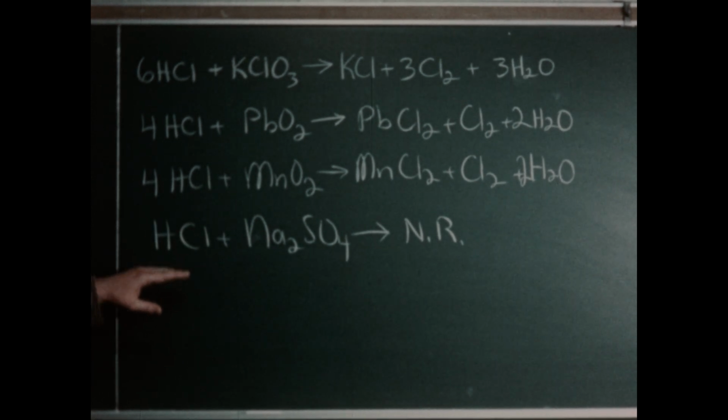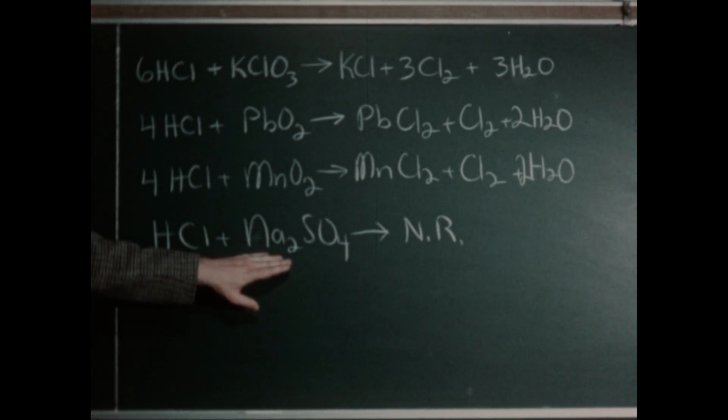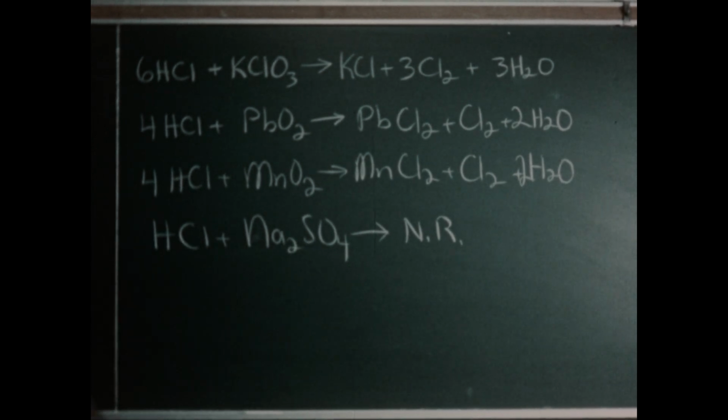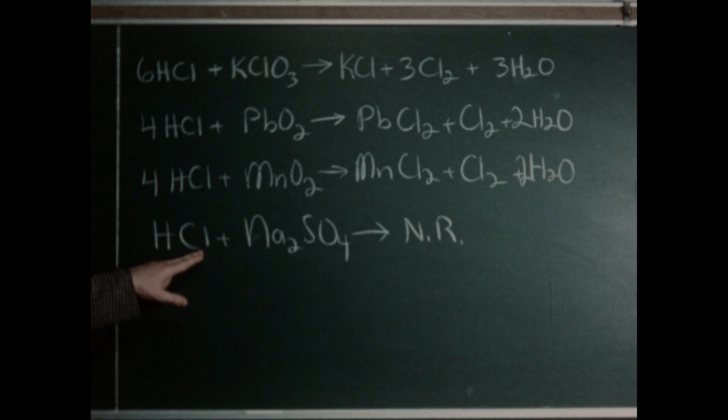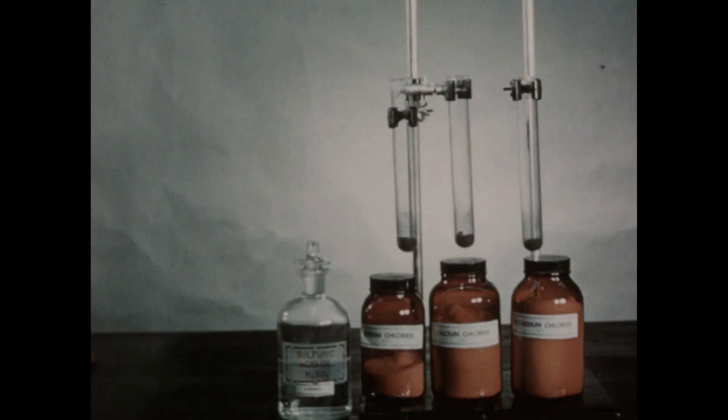And then to demonstrate that not all oxygen-containing compounds are good enough oxidizing agents to liberate chlorine from hydrochloric acid, we added some of the acid to sodium sulfate and found that no chlorine was evolved because the sulfate ion, under these conditions, is not a strong enough oxidizing agent to liberate chlorine from hydrochloric acid.